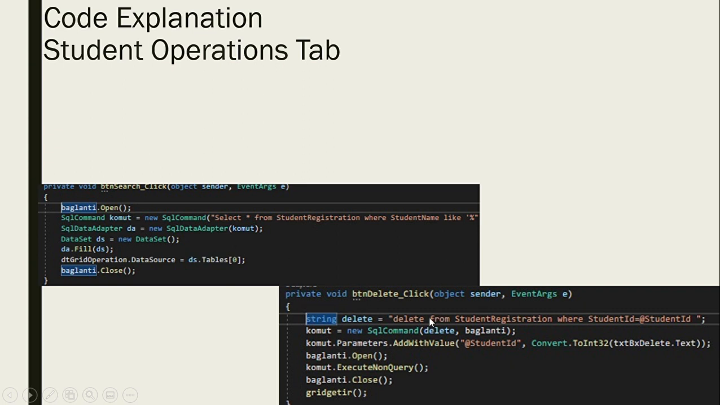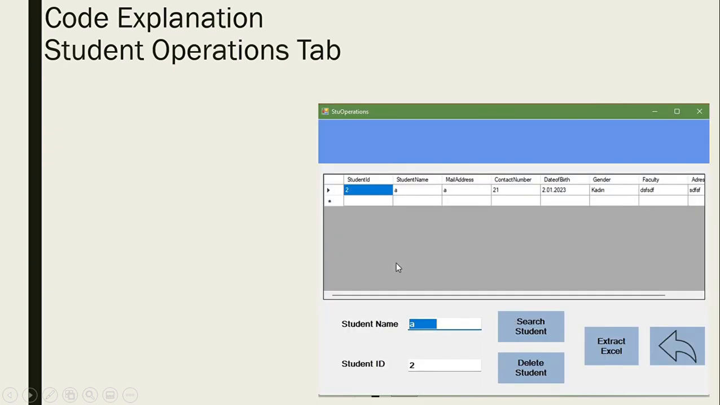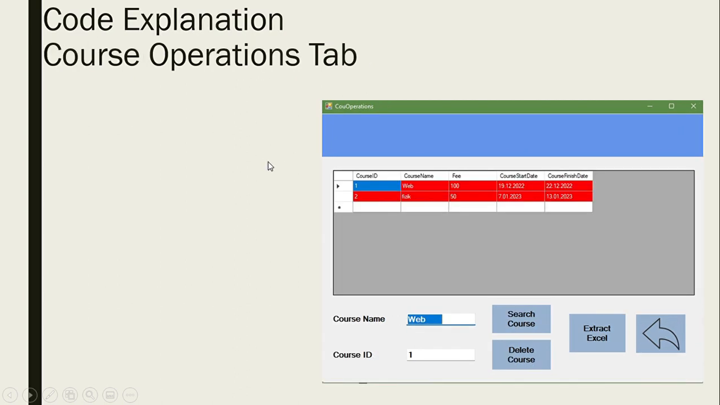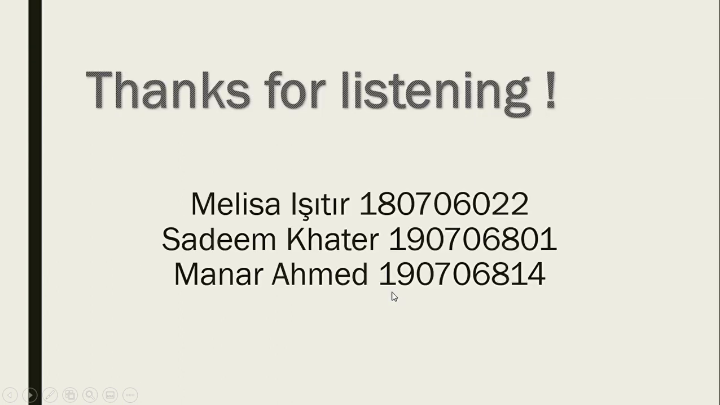This is the delete command. This is the output. We can search all students' names, with names starting with A or another letter. And this is the student ID. We can choose from that, and we can delete the student, and we can extract to Excel as an Excel form. This is the teacher operation tab. All tabs are the same. Thanks for listening, and I can show you our program.